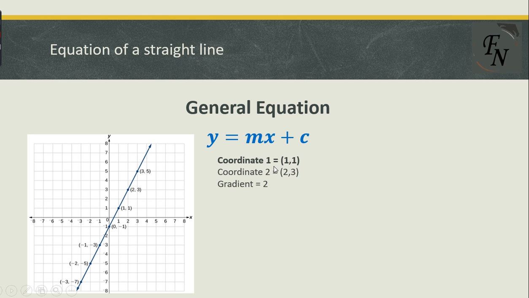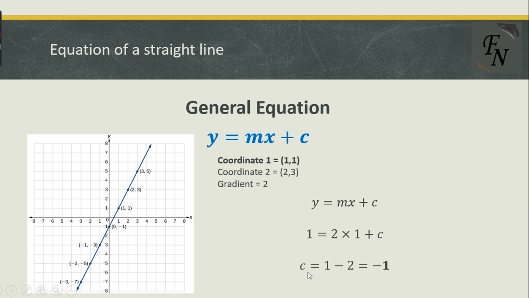After finding the gradient, we find the y-intercept. I have noted the two coordinates and the gradient we calculated, that is 2. I can use any of these coordinates, or any other coordinate on the straight line, along with the gradient to find the y-intercept. So we plug in the values into y equals mx plus c, using the first coordinate 1 comma 1. The y is 1, m is 2 and x is 1, and we find c as -1.